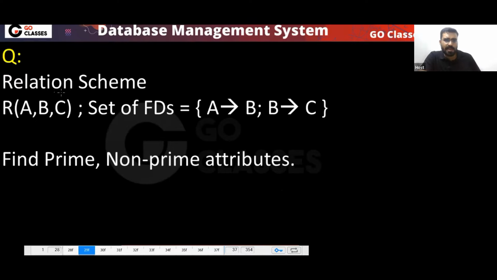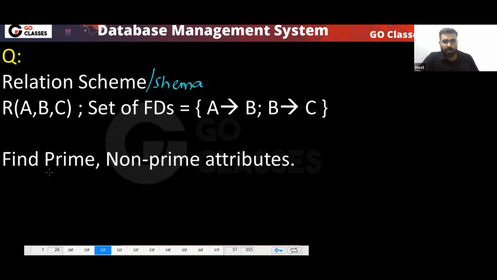Consider this example. The relation scheme is given to you, or you can call it relation schema, both are the same words. This is a relation which has three attributes, and a set of functional dependencies is given to you: A determines B, B determines C. Now find the prime and non-prime attributes. So tell me what will be the answer.